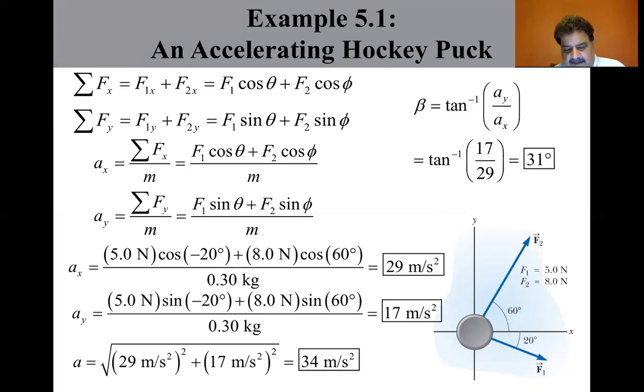Now, there it is. To get the angle, we take the arctangent of the acceleration in the y direction divided by the acceleration in the x direction. We get the inverse tangent of 17 over 29, and we get 31 degrees. So what did I say? I said between 25 and, I forget what I said. I may have said 25 and 30. It's actually 31 degrees. Okay.